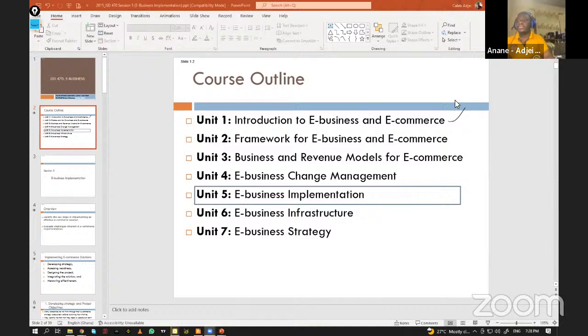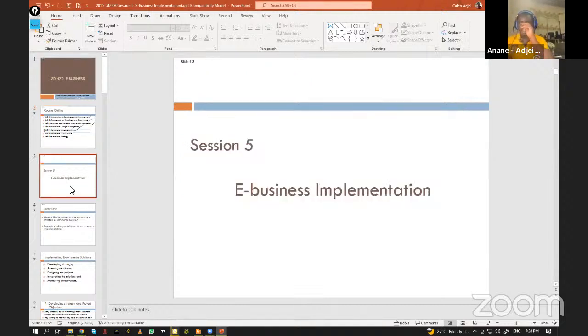So Unit 2, we looked at the framework for e-business. Then Unit 3, we looked at the revenue models, how to make money out of the e-business platform. And Unit 4, we looked at how e-business changes our way of managing our organization. So change management, okay? Then the Unit 5, we'll be looking at the implementation of e-business. So without wasting much time, let's look at e-business implementation.